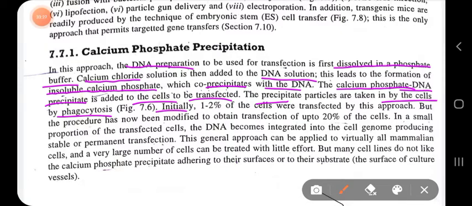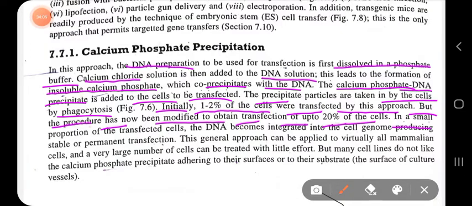Initially, 1 to 2% of the cells were transfected by this approach, but this procedure has now been modified to obtain transfection of 20% of the cells. In earlier days, only 1 to 2% transfection was successfully achieved. But nowadays, by a little modification of this technique, 20% of the cells can be transfected by this approach. That means 20% of the cells can take up the DNA by this calcium phosphate co-precipitation approach.